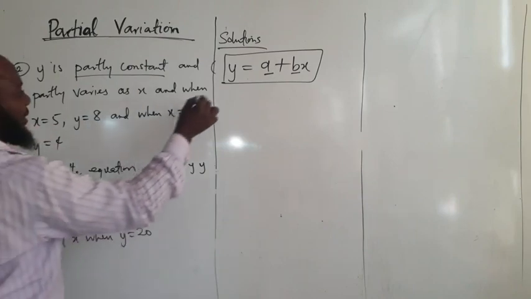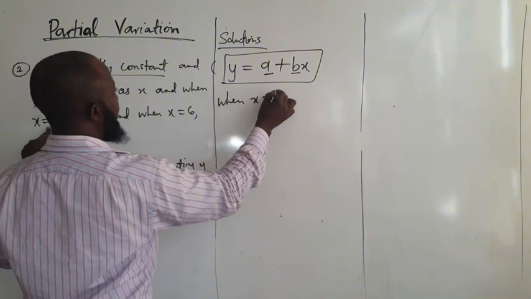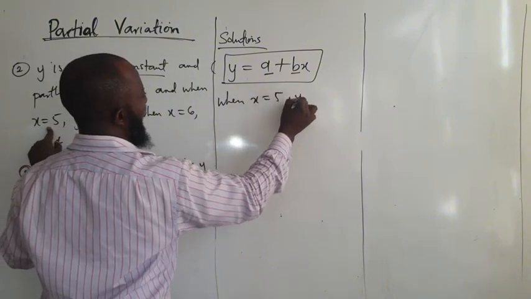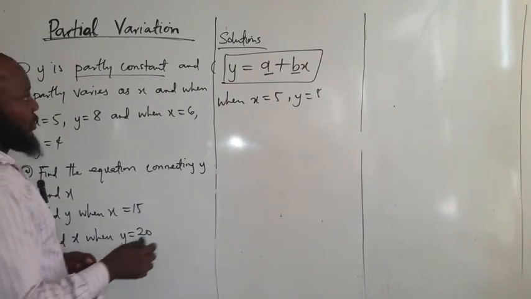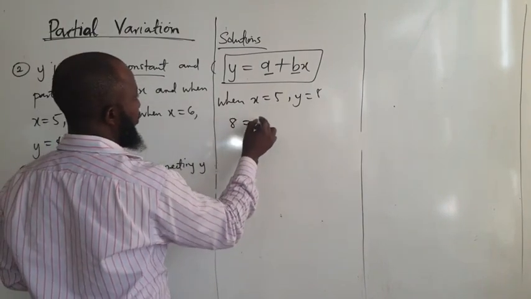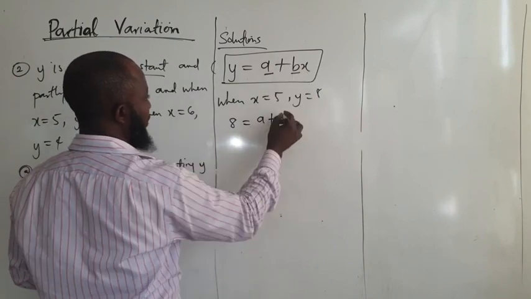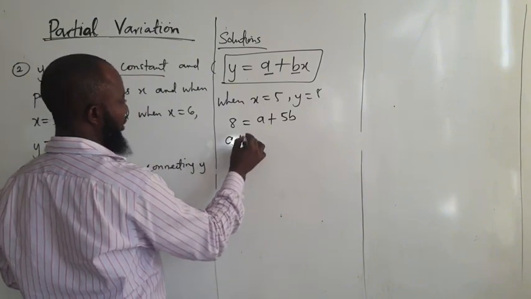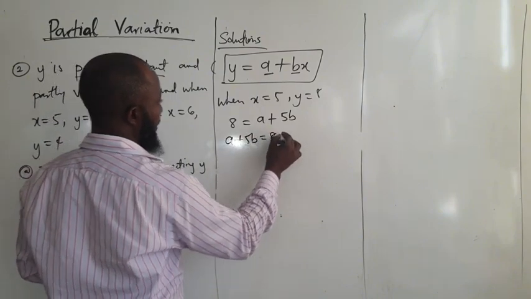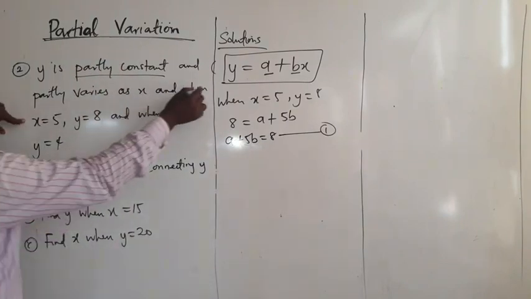So when x equals 5, y equals 8. We use this one to form the first equation. So this will give us 8 equals a plus b times 5, then multiplied by b. So this will then give us a plus 5b equals 8, equation 1. So we are done with the first when.